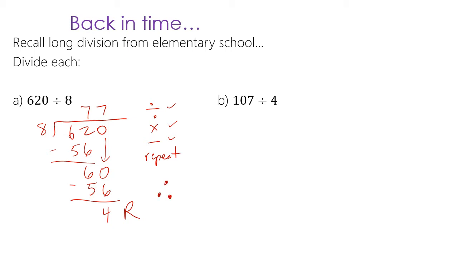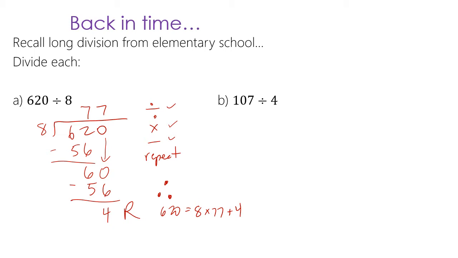Therefore, 620 equals 8 times 77 plus 4. And you can always double check that, right? Type in your calculator, 8 times 77 plus 4, you'll get 620.